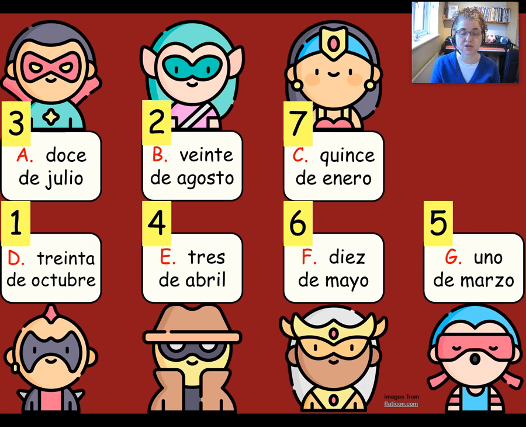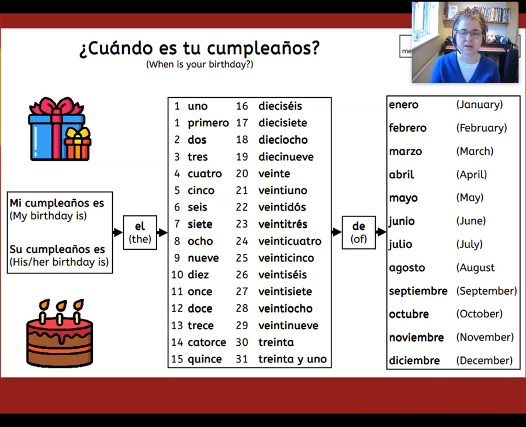So, how did you get on? Did you find it more useful to look at the months or at the numbers, which of course you know a little bit better? So you've seen how to put some dates together then by having the number, then the word de, and then the months on the end.